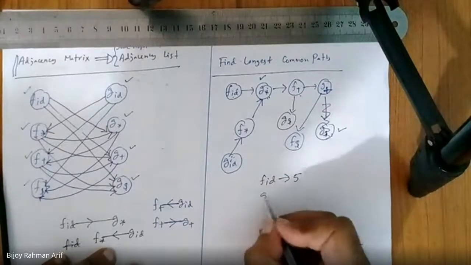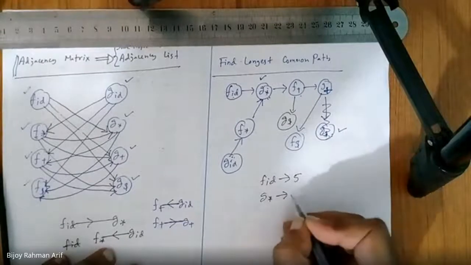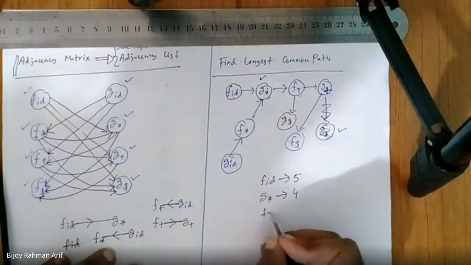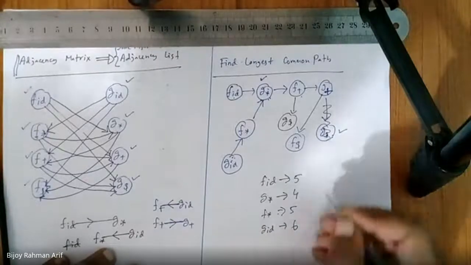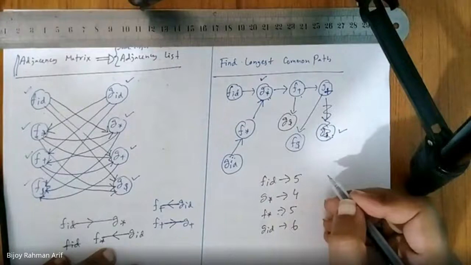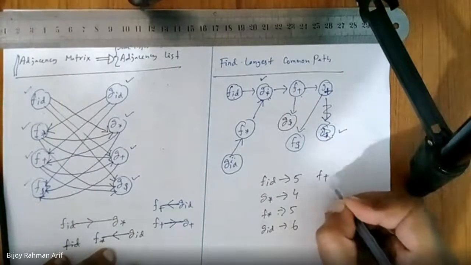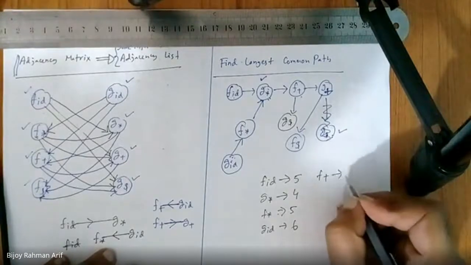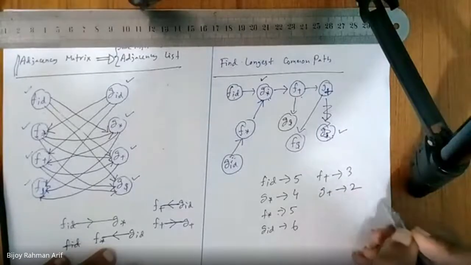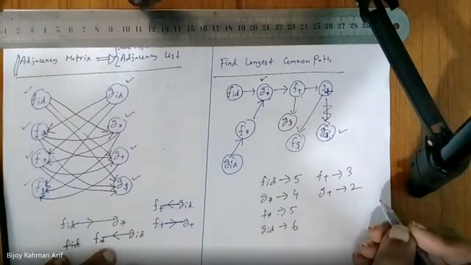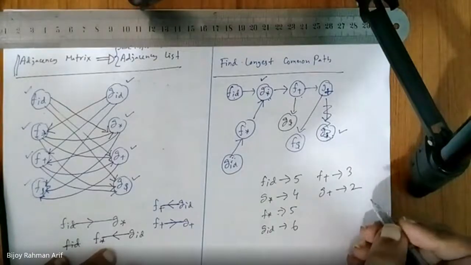Then G star has 4. Then F star has 5. GID has 6. Then F plus has 3. Then G plus has 2. Then G plus dollar has 1. G plus should have 1, right, sir?